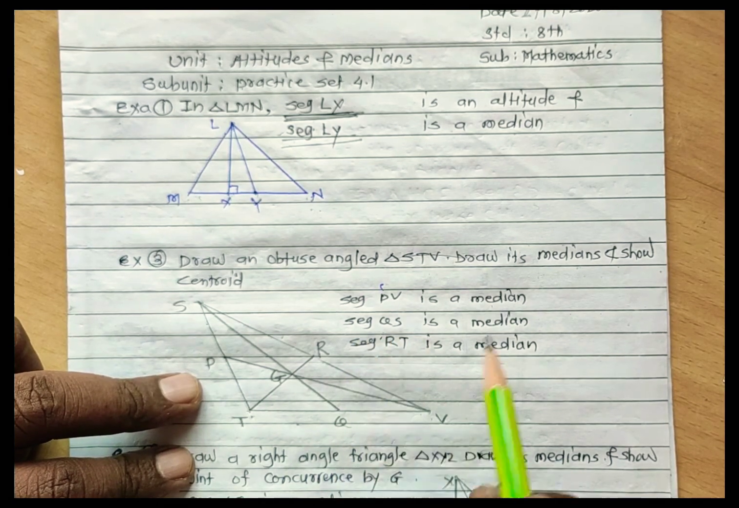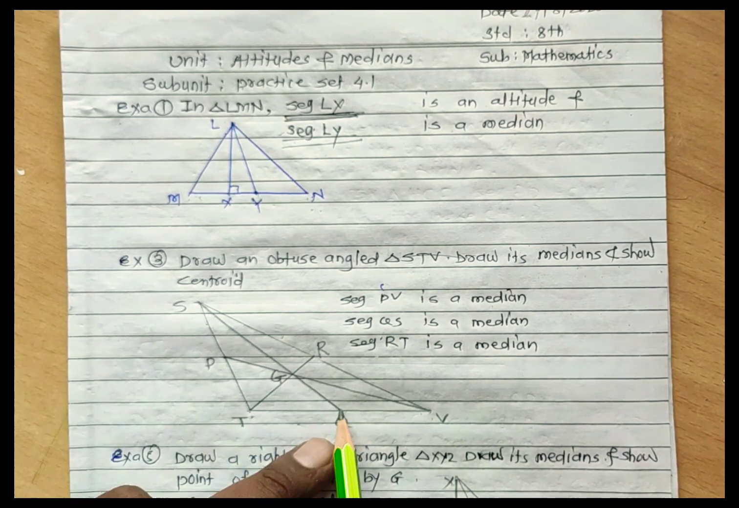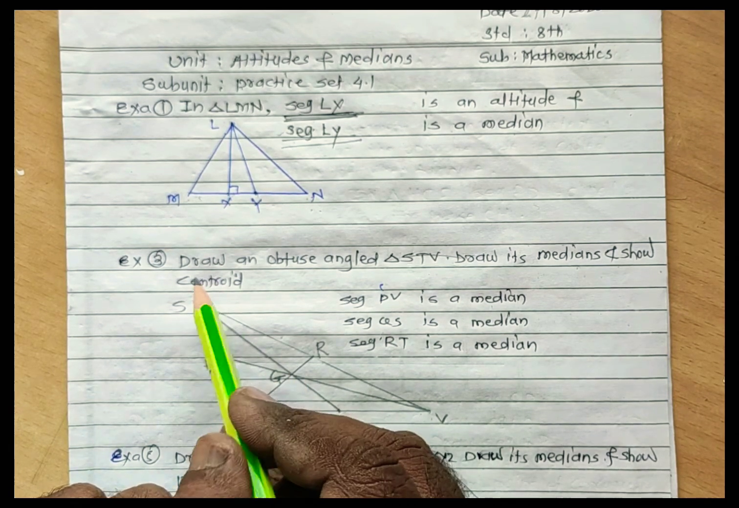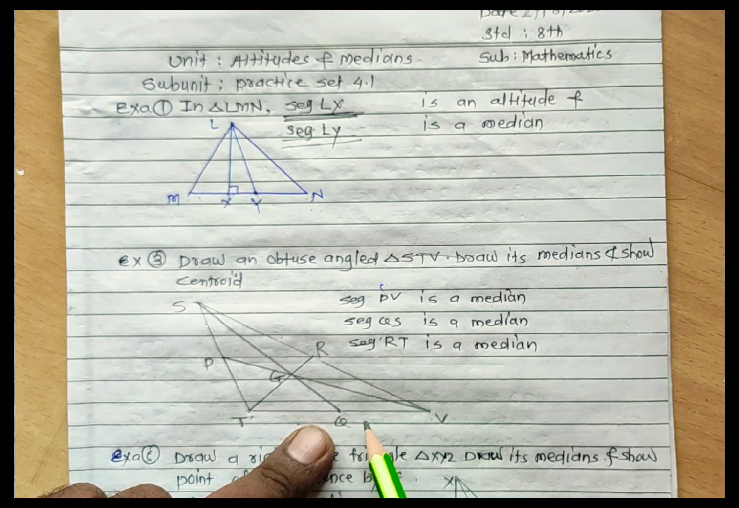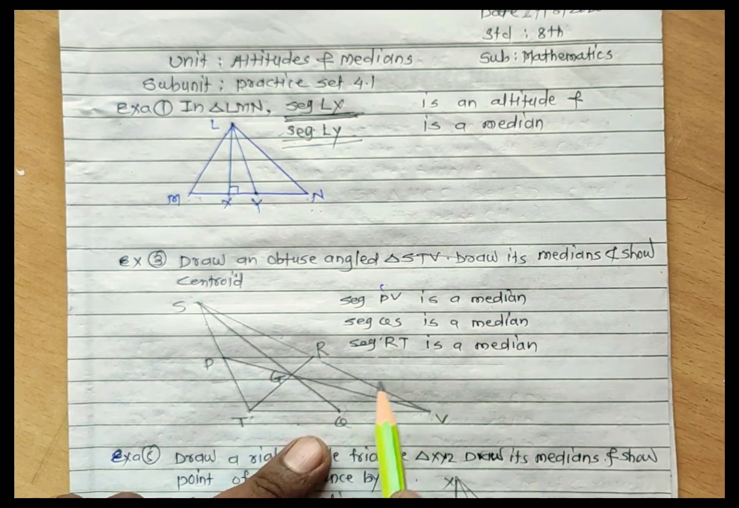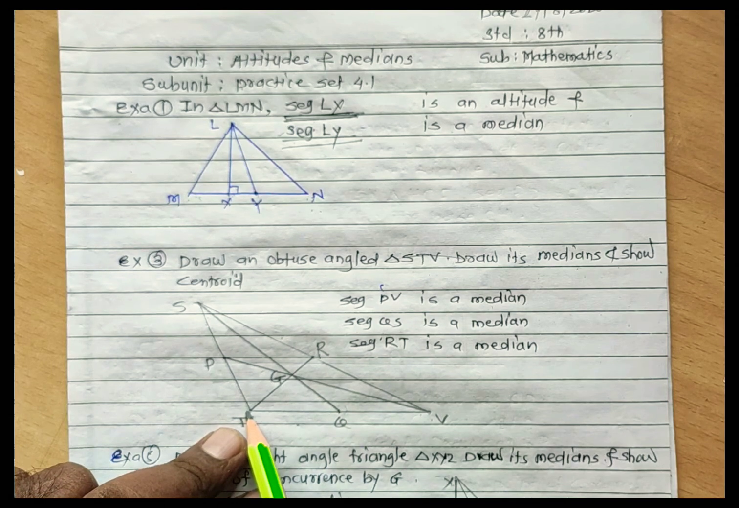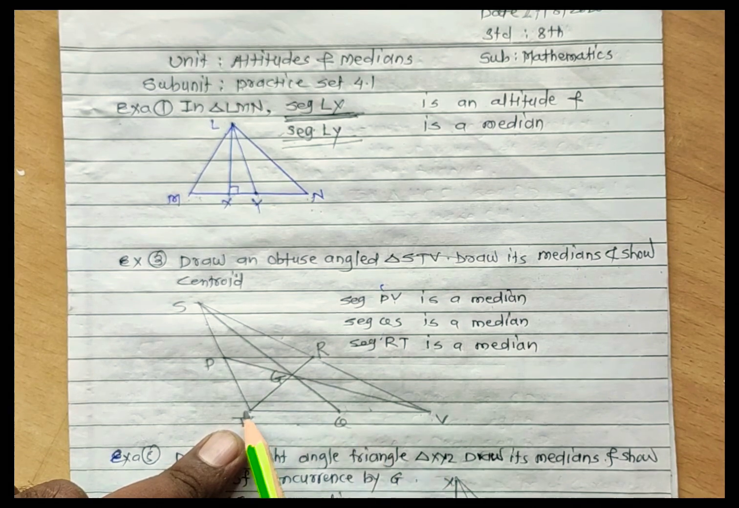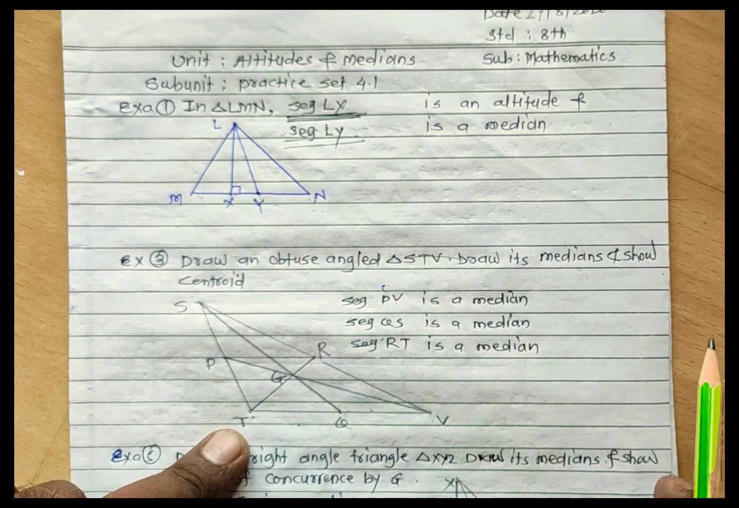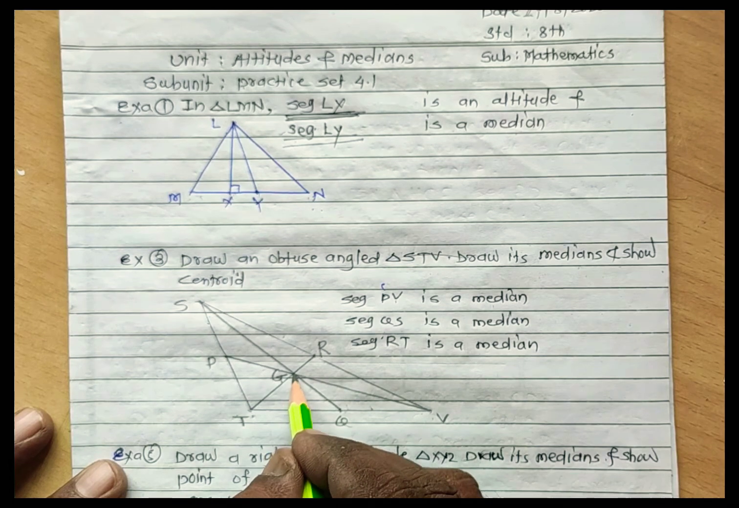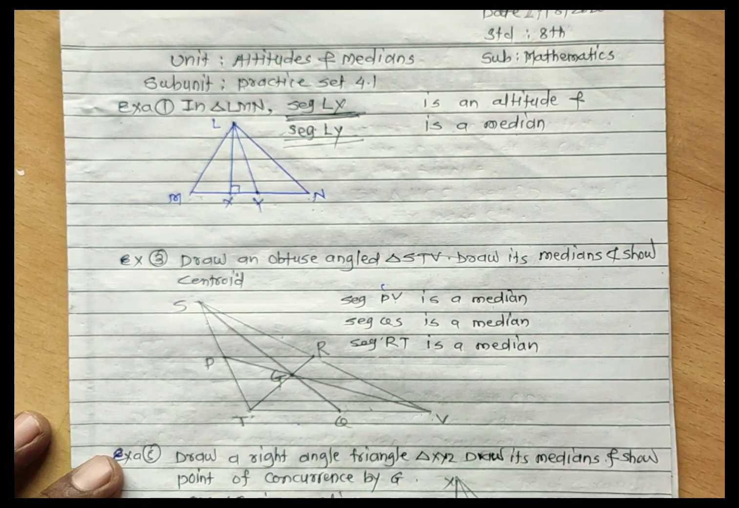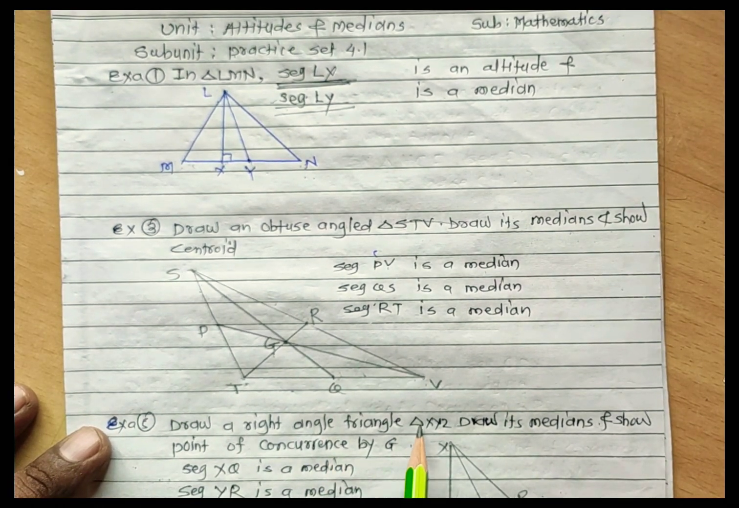Now the midpoint of this side is Q, and drawing from that point to the opposite vertex gives segment QS, which is a median. The third segment is RT, which is also a median. Segments PV, RT and QS are the medians and their point of concurrence is called the centroid, which is denoted by the letter G.